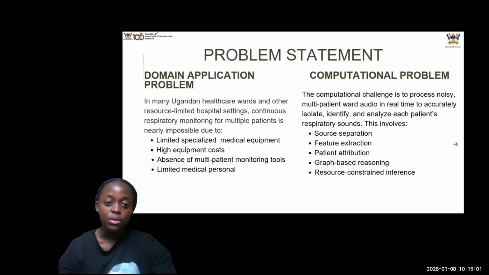We also have limited medical personnel in the wards, the hospitals, that can attend to patients in case of emergencies. So when we come to the computational problem, the problem is the processing of noisy multi-patient data. These are the audios, the different sounds. And this may include things like source separation, because we don't isolate these sounds and pick out the important ones, which are the breathing patterns of the patients. So extracting the features from these sounds and then attributing different sounds to each patient, that this sound came from this patient. They may need graph-based reasoning to detect the anomalies in these sounds, like what could be wrong with the patient at a particular time.